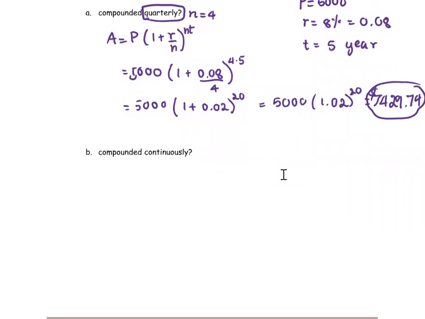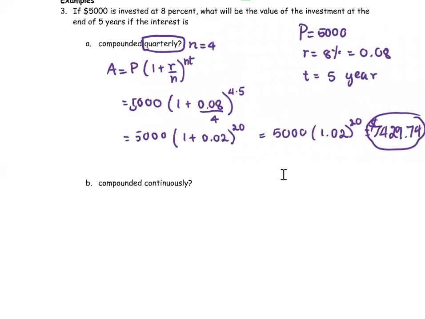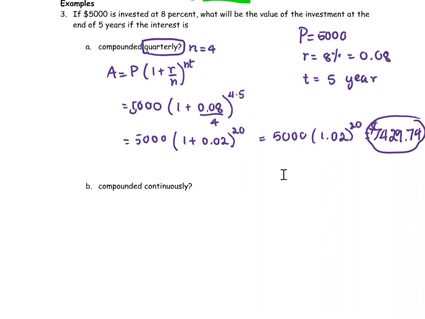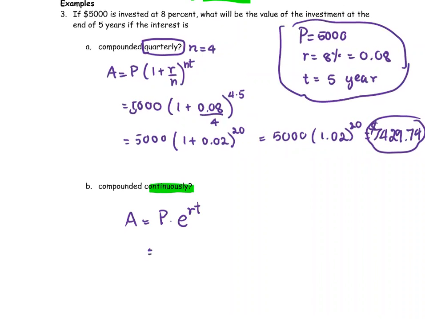For the second part, the interest is compounded continuously. With the key term continuously, the formula that we're going to use is A equals P multiplied by e to the power rt. So no n is involved in this formula because it's continuously compounded. Use the same information: P equals 5,000, multiplied by e, the r is 0.08, the number of years is 5 years.